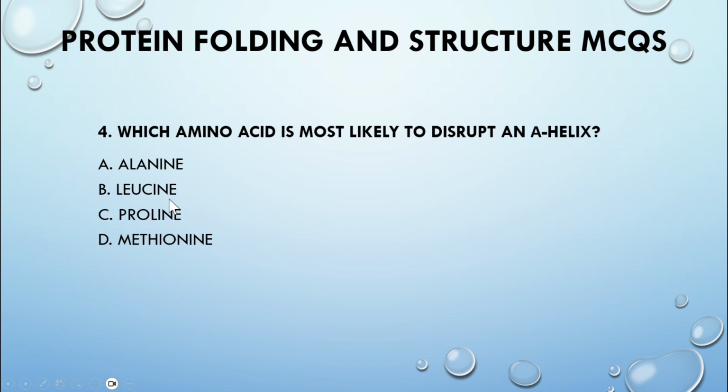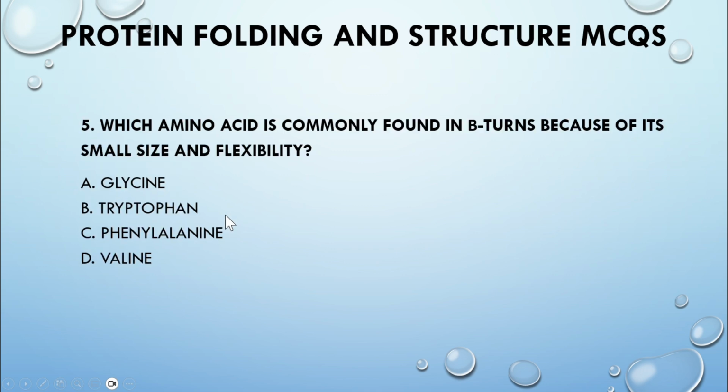Question 4. Which amino acid is most likely to disrupt an alpha helix? Is it alanine? Is it leucine? Is it proline or methionine? The correct option is C. Proline. Now, proline introduces a rigid bend in the polypeptide chain and lacks the amide hydrogen required for hydrogen bonding, making it what? A helix breaker.